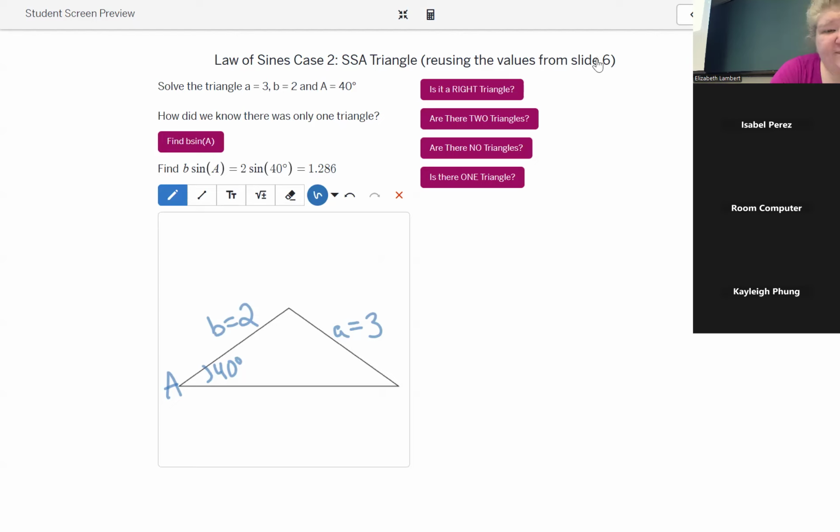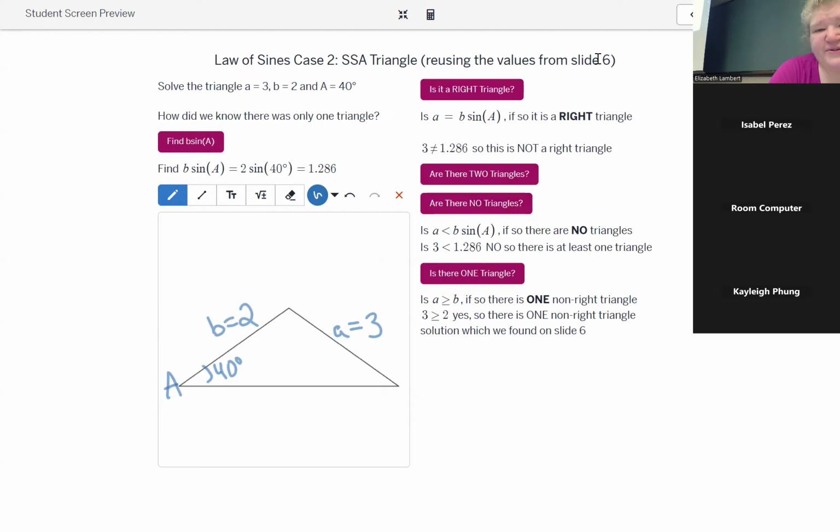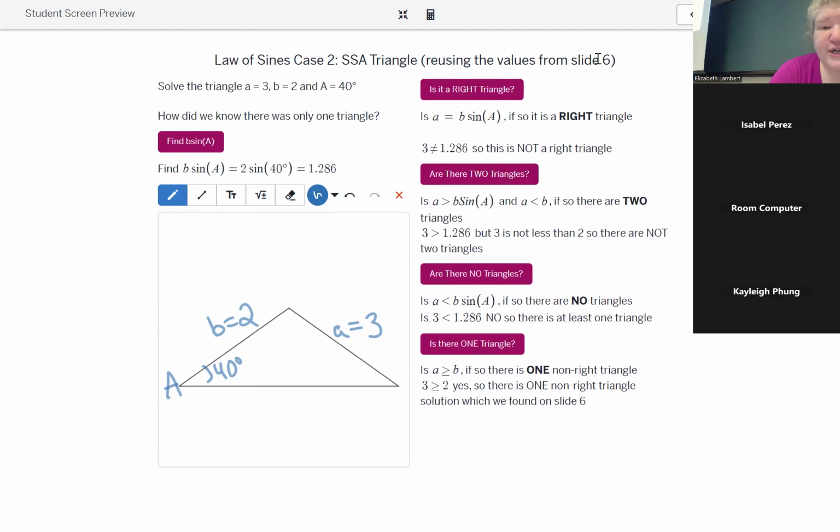So do we at least have a triangle? Yes. A is bigger than 1.286. So there's our, is there one triangle? Yes. It's definitely bigger. Is it a right triangle? No, they're not equal. So are there no triangles? It's not less than, so no, there is at least one triangle. Are there two triangles? No, because A is bigger than B. So this is the situation where there is exactly one wide triangle.